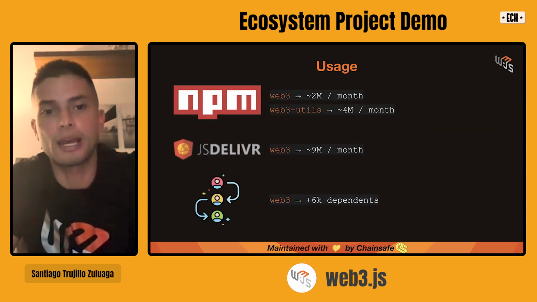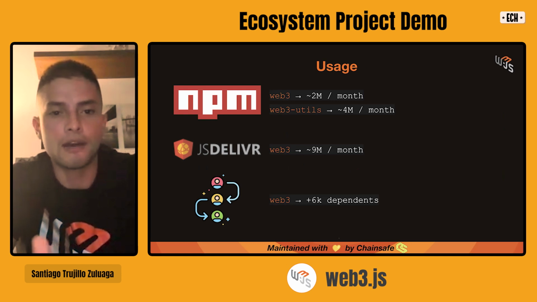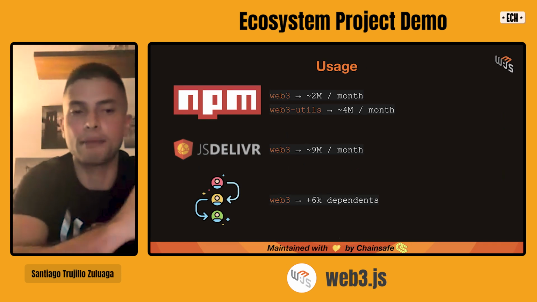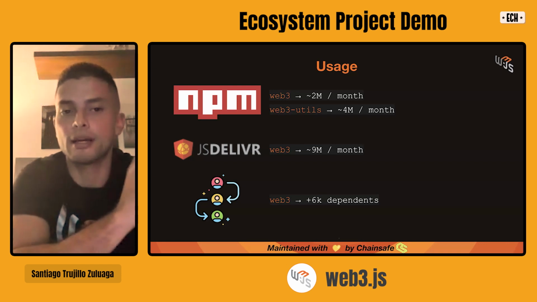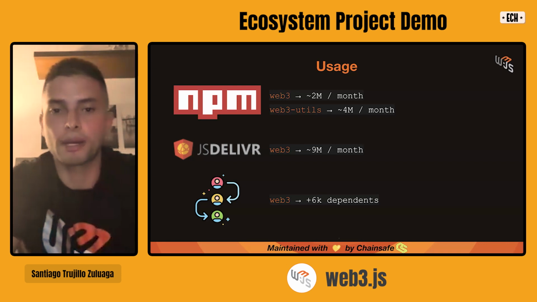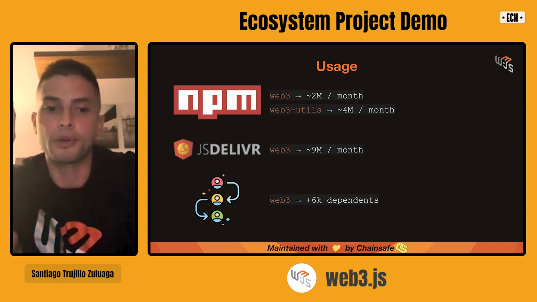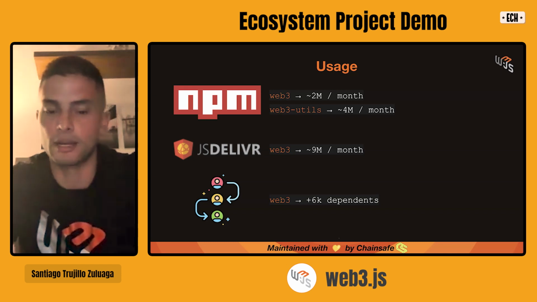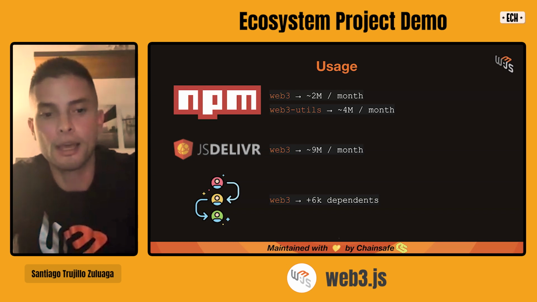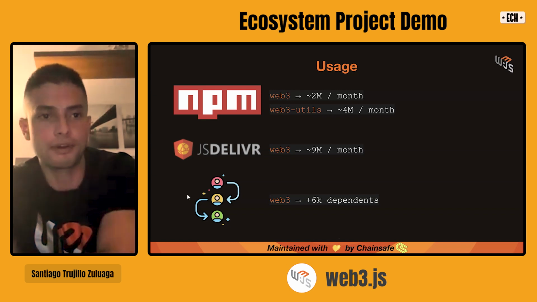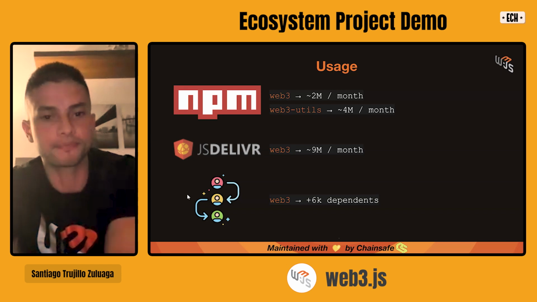Some of the usage that we have right now is in NPM. We have around 2 million downloads a month for the whole Web3 library. But then the Web3 library has different packages that can be installed separately. And then Web3 utils, which is one of these packages, has around 4 million downloads a month. Then the CDN request has around 9 million hits a month as well. So that's showing a lot of usage of the library. And also we have more than 6,000 dependencies on the Web3.js library, which is a good number.